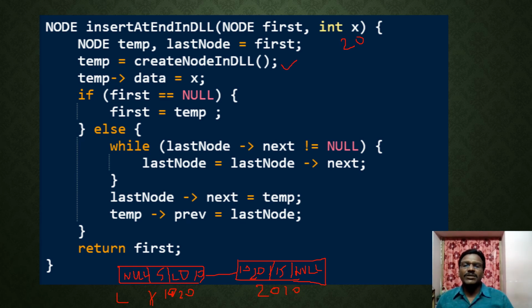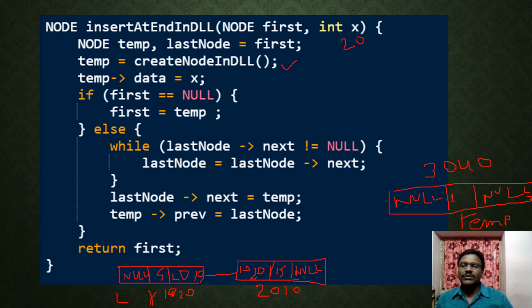After this statement execution, allocate the memory. For example, 0, 0. In the same way, store null. Then temp data equal to x. Present this was the temp. Temp data is representing this location. The location is stored. Then first equal to, the first is representing 1020.